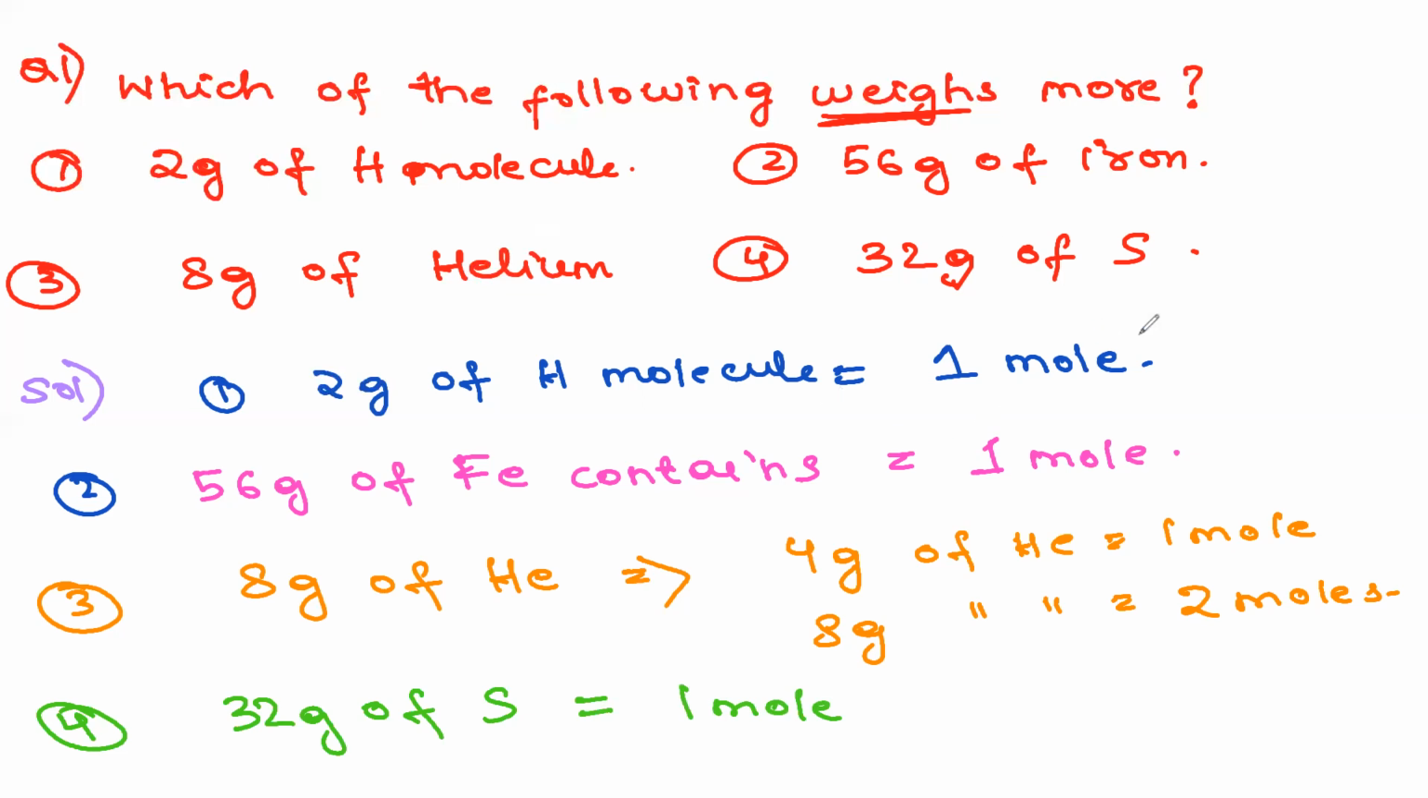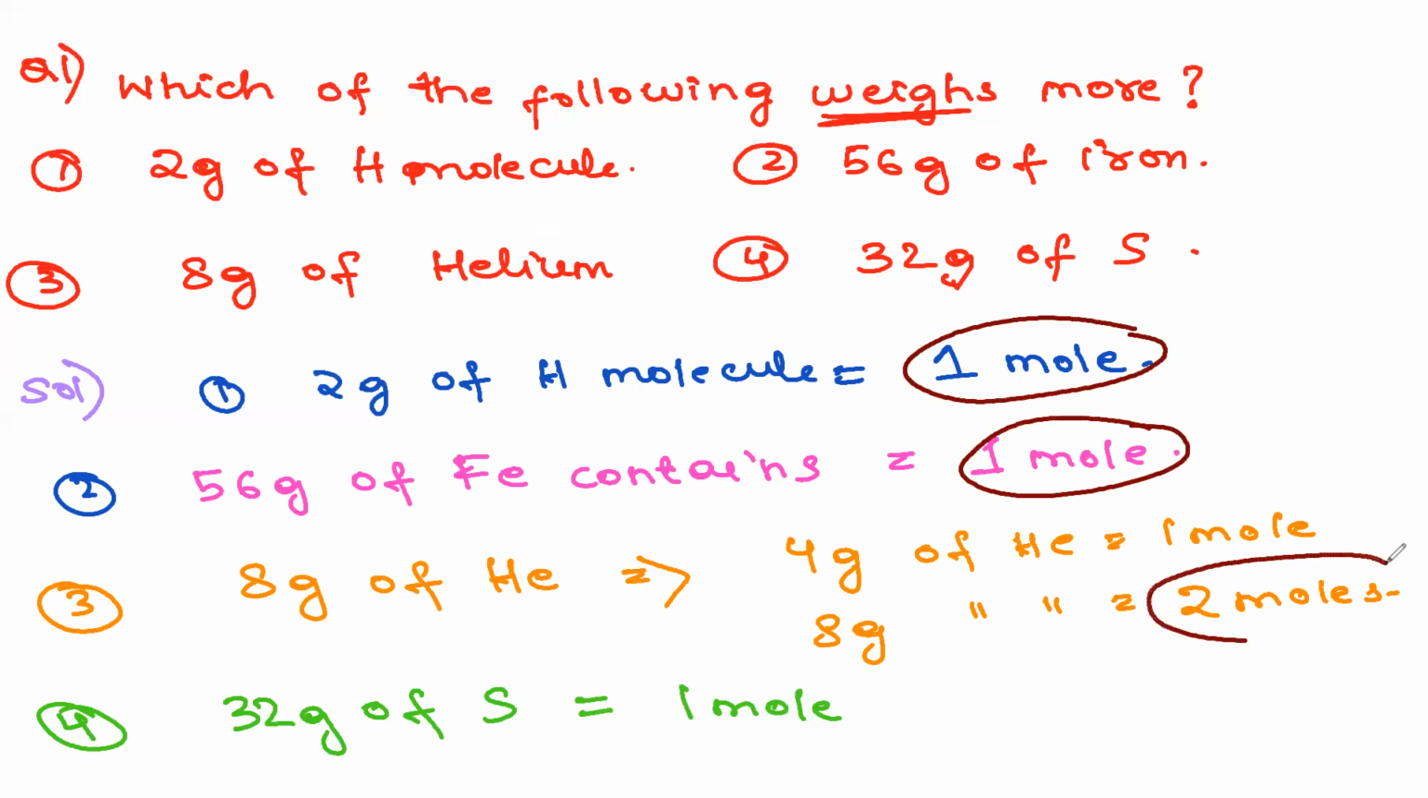So for which of the following weighs more, the answer is the third option, 8 grams of helium, because it is equal to 2 moles. 2 moles means it contains 2 into Avogadro number of particles. So this is question number 1, model number 1. Very, very important. I hope you understood. So 8 grams of helium is the answer.